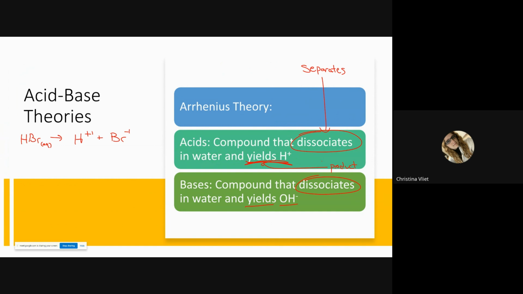And what if I had a base, like LiOH? How would that dissociate? What does this dissociation look like? Perfect. Li plus and OH minus 1, because it's got to be the opposite charge in hydroxide. It's always -1. And then you write your little aqs there. So that's the general dissociation for an acid and the general dissociation for a base.